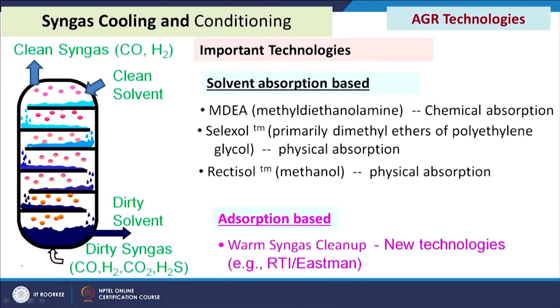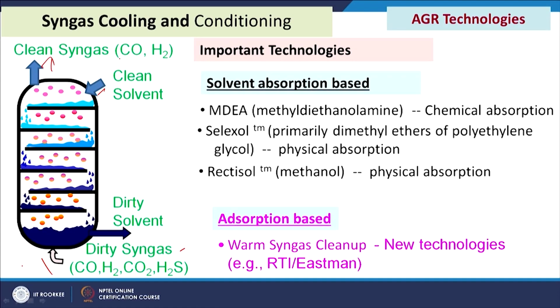The H2S and CO2 removal is done by absorption and adsorption based technology. This figure shows absorption based technology. From the bottom we send dirty syngas and from the top we use clean solvent. The solvent will be selective to capture carbon dioxide or H2S, or maybe able to capture both. Then the clean syngas will go up with CO and H2, with no H2S and no CO2 or very little CO2 and H2S. Different types of solvent have been used.